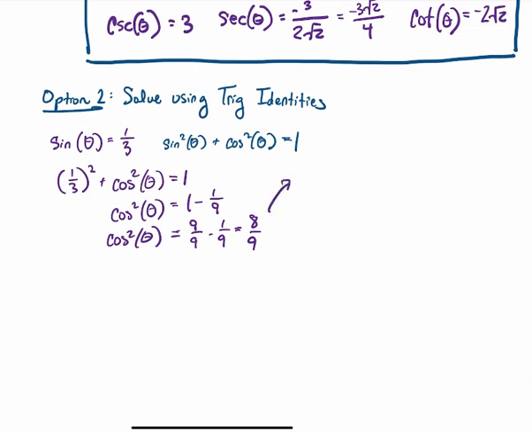All right, let's jump up here, try to save some space. So we're saying that the cosine squared is 8 over 9. And we're trying to solve for the cosine. So let's take the square root of both sides. We'll say the cosine of theta is, so we have to say plus or minus because we're taking the square root.